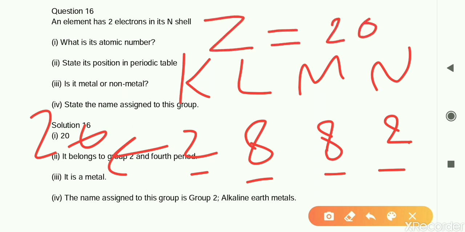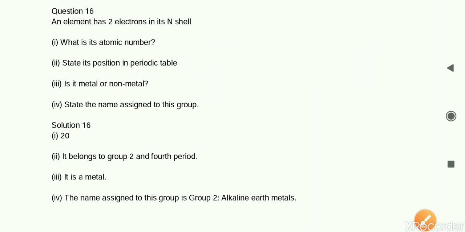See, by the number of N shell electrons itself, we have calculated the atomic number. So first one is atomic number is 20. How we calculated? Just I showed you with the help of electronic configuration. We can calculate its position. Now if the valence electrons are 2 in number, whatever the valence electrons are there, that will become the group number. Last class, lecture 1, we had discussed this. Valence electrons show the group number.